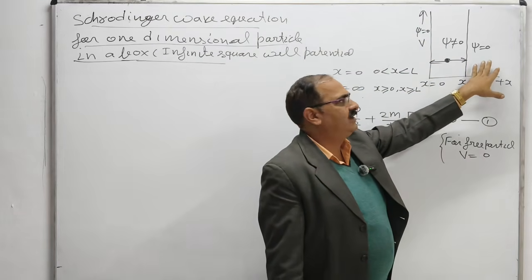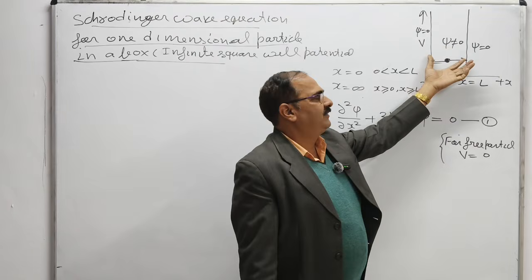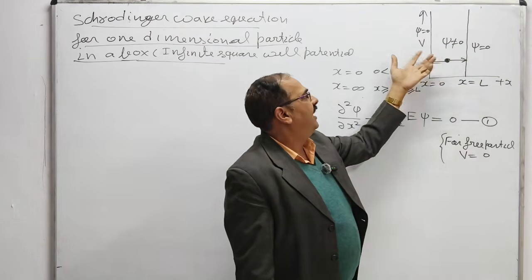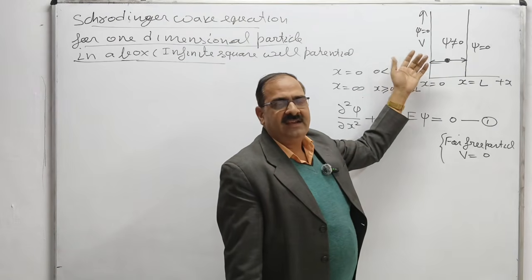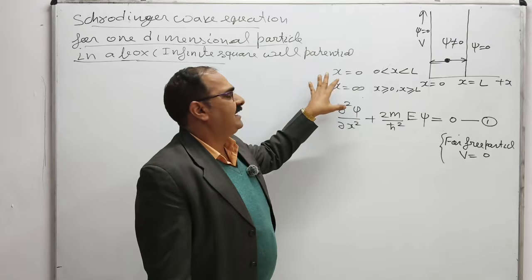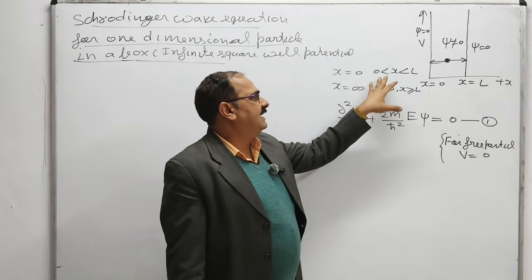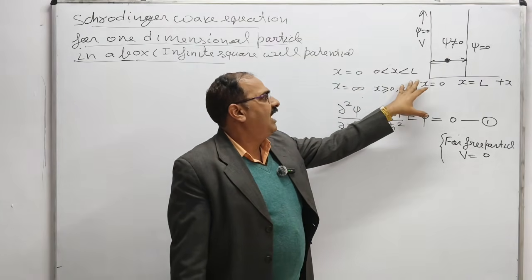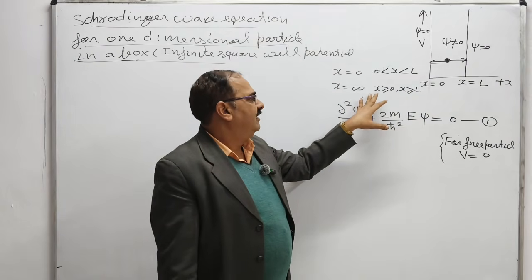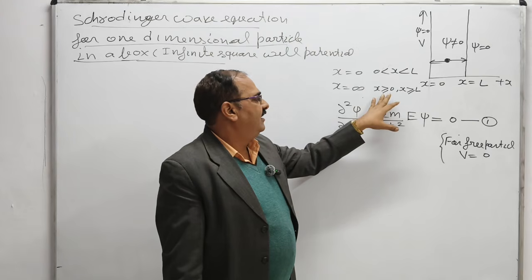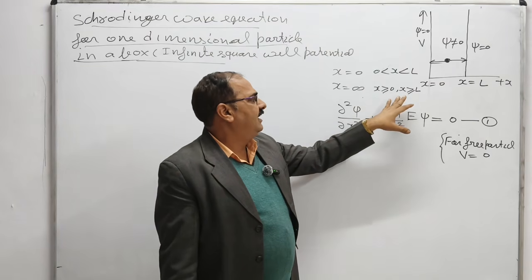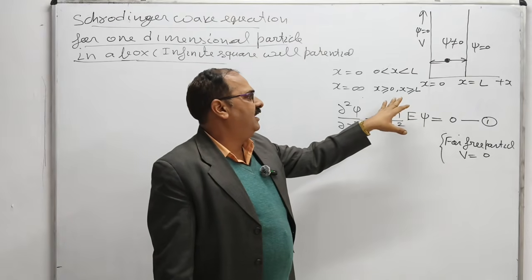In this direction the potential is infinite and the wave function psi in this area is equal to 0. Inside the infinite square well potential psi is not equal to 0, and in this place psi is equal to 0. Given the conditions: V is 0 for 0 < x < L, and V is infinite for x ≤ 0 and x ≥ L.